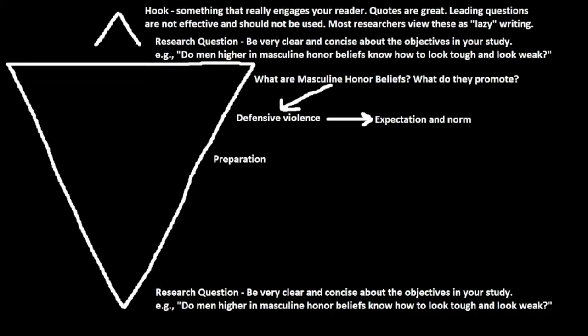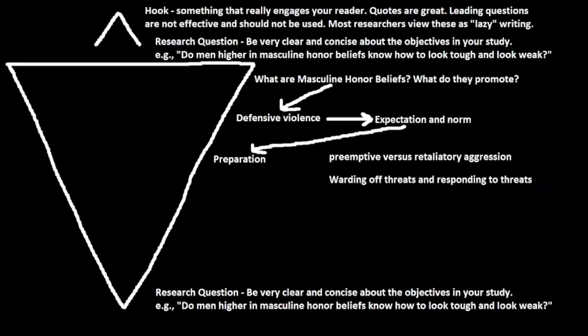So it's in that regard that I can transition into the preparation that men might engage in order to adhere to these expectations and norms. Some of this preparation includes preemptively addressing threats to masculine honor, because if you can stop them before they've even happened, that's great. One of the ways that men stop threats before they even happen is by looking tough. No one's going to mess with you if you actually look tough.